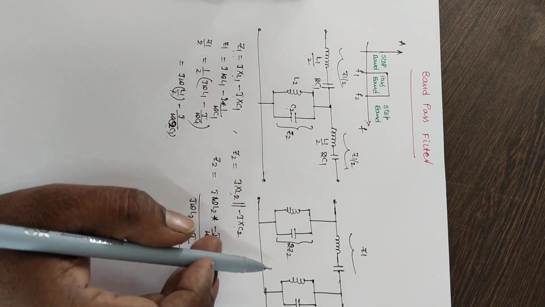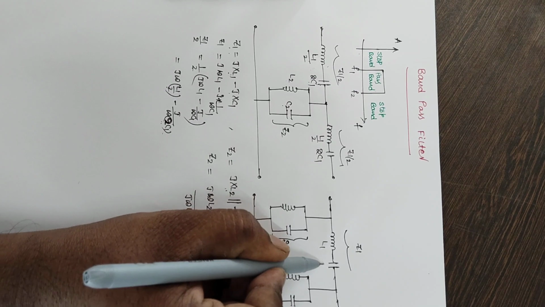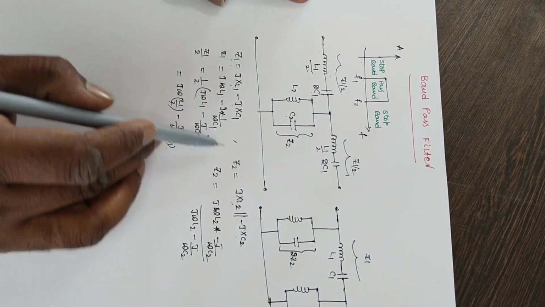Now I need to find this in the case of the pi network. We already know that for this Z1 it is L1 and C1.